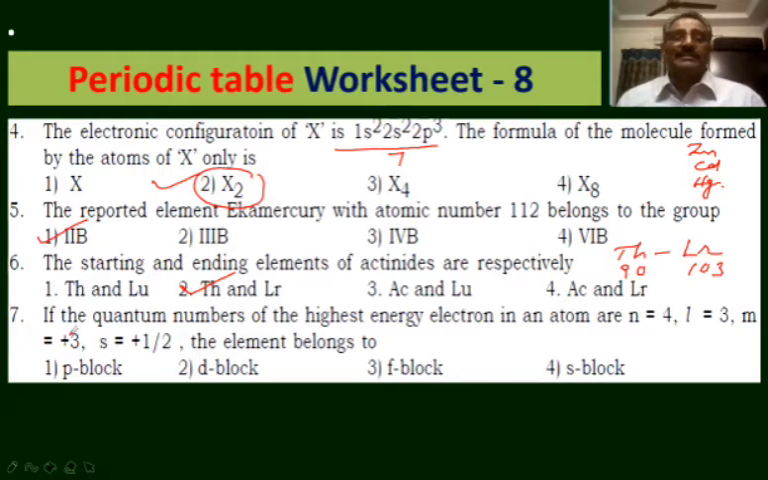Next, seventh question. If the quantum numbers of the highest energy electron in an atom are n is equal to 4, l is equal to 3, m is equal to plus 3 and s is equal to plus half, then the element belongs to dash. Highest energy electron means the differentiating electron, that is the last electron. For the differentiating electron, n is equal to 4, l is equal to 3. l is equal to 3 represents f orbital. So this element belongs to f block. So third option is the right option.